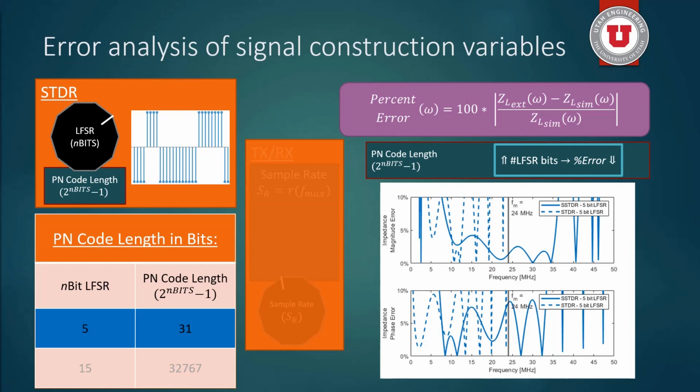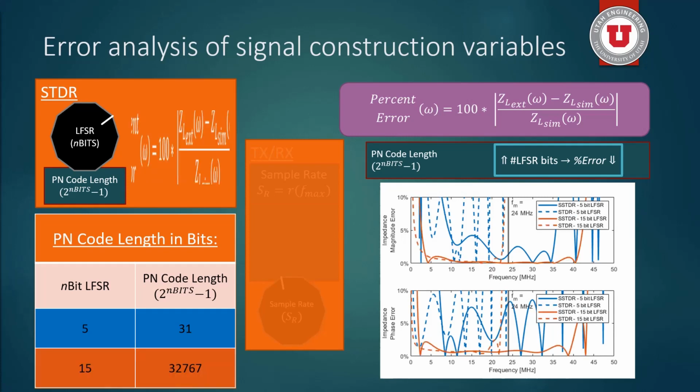This first error plot was constructed using the previously discussed 75-ohm resistor and 100 picofarad capacitor for ZL-SIM. However, ZL-EXT was extracted using a PN code length of 31 bits. Notice in this error plot how there are very few areas across the frequency spectrum where the error is less than 5% for both STDR and SSTDR.